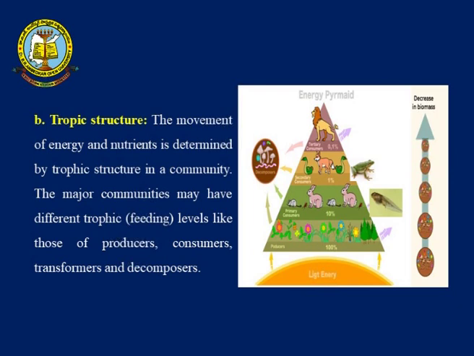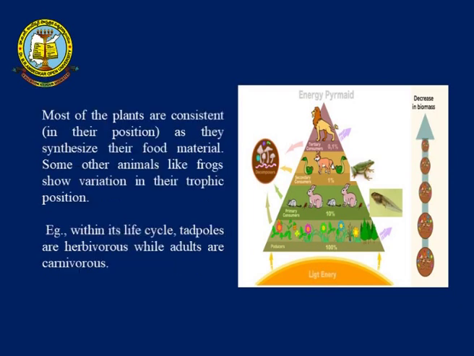What is a trophic structure? So, we all know the trophic structure is a food chain where the movement of energy is from the producers to the consumers. So, the major community is the plants, because they are going to be the producers, producing food from the sunlight by photosynthesis. Most of the plants are consistent in their position, that is, they take the base of the pyramid, and the other animals follow them, that is the producers, the consumers, the secondary consumers and the decomposers.